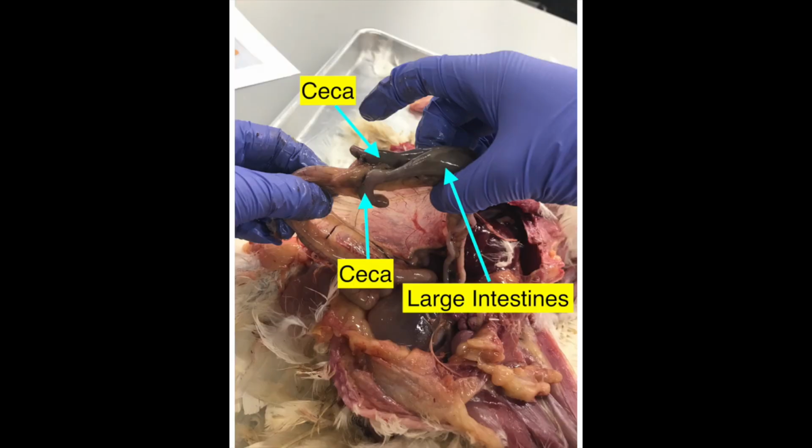Where the small intestine and large intestine meet, there are two protruding pouch-like structures known as ceca, which are important for water absorption, and they also contain cellulase for cellulose digestion.